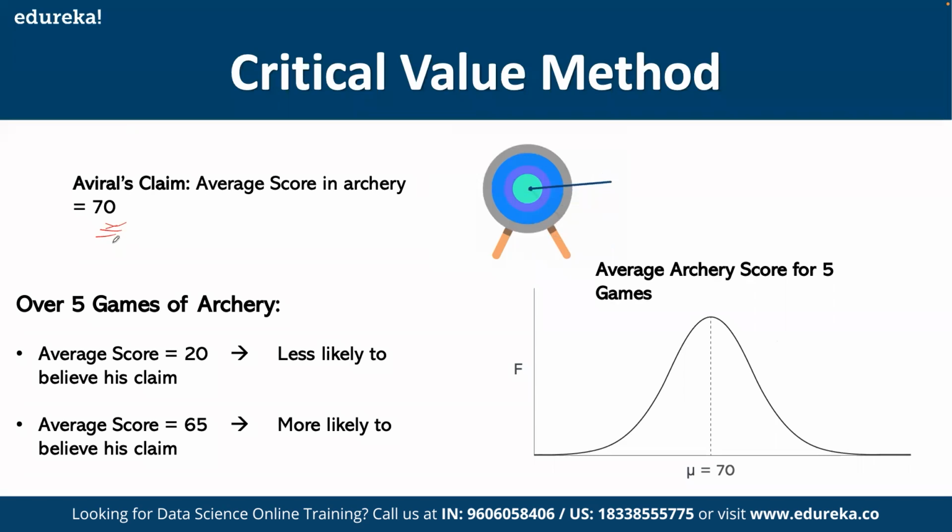Now, if I'm saying the average score is 65, then it is more likely to believe the claim, because we have the information that the value is 70. The 65 that we have got is closer to 70, hence it is more likely to believe the claim. In this way, we get the value. So in this example, the mean is 70.